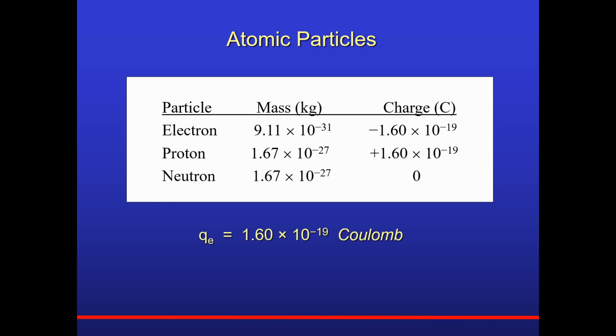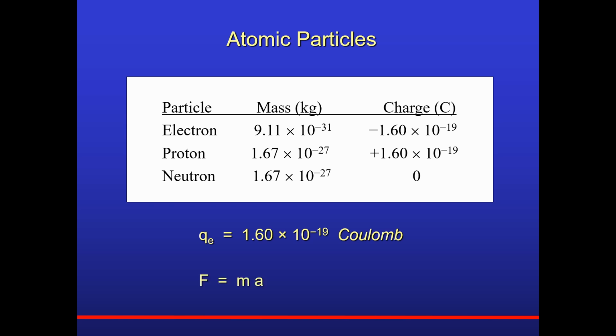Now, the elementary charge, which I introduced earlier, Q sub E, is equal to 1.60 times 10 to the minus 19 coulomb. So for the electron, we could express its charge as minus Q sub E and the proton as plus Q sub E. The important point to make, and we'll see this in later videos, is that electrical forces are proportional to the charge.